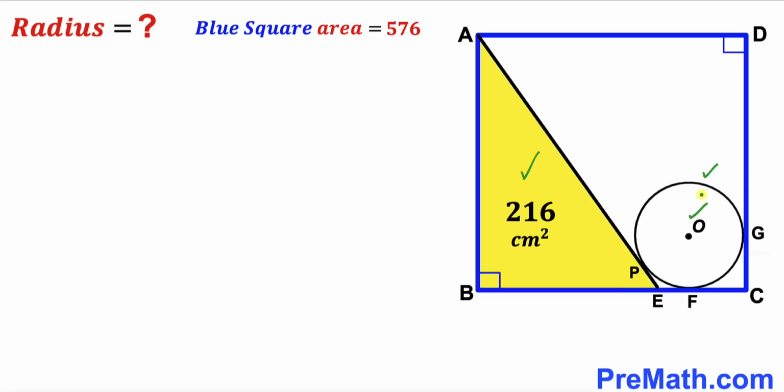In this video, we have got this yellow shaded right triangle along with this circle with the center O fully inscribed in a blue square, as you can see in this given diagram, such that the area of this yellow shaded triangle has been given to us as 216 centimeter square. And moreover, the area of this blue square is 576 centimeter square as well. And now our task is to calculate the radius of this given circle.